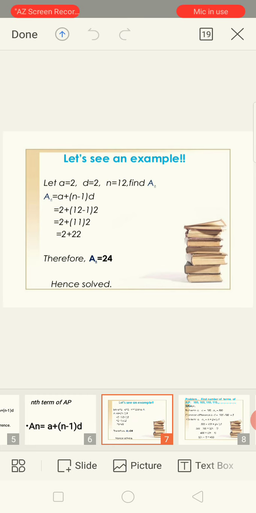Let's see an example. A is equal to 2, D is equal to 2, n is equal to 12. Find An. So An is equal to A plus n minus 1 into D. 2 plus 12 minus 1 into 2. 2 plus 11 into 2. Answer is equal to 24.